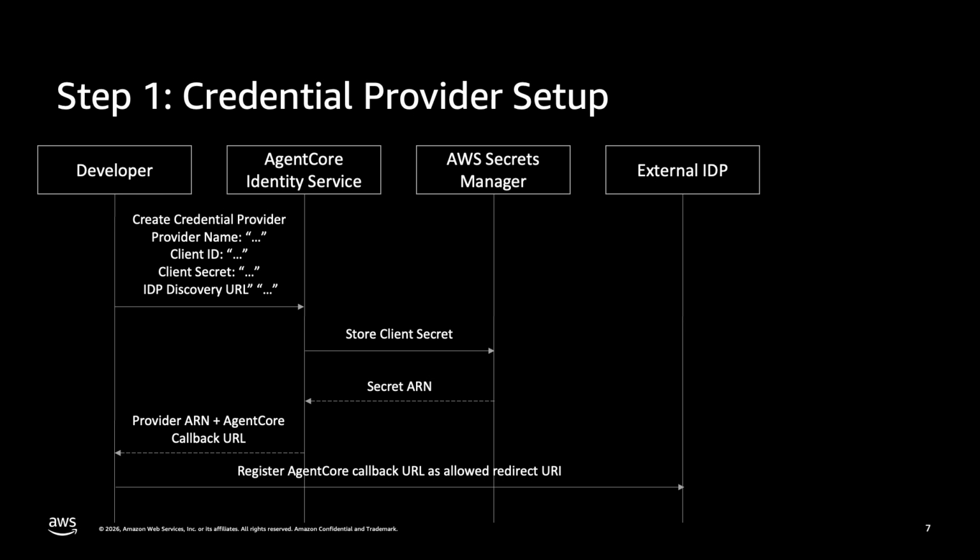You get back the provider ARN and a callback URL. You register this URL with your identity provider as the allowed redirect URL, not your app's URL, AgentCore's URL. Why? Because when the user grants consent, your identity provider sends back an authorization code. You want AgentCore to receive that code and exchange it for tokens, and thereby keep that step out of your agent's code.